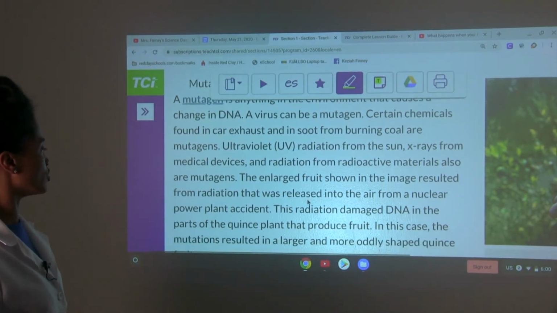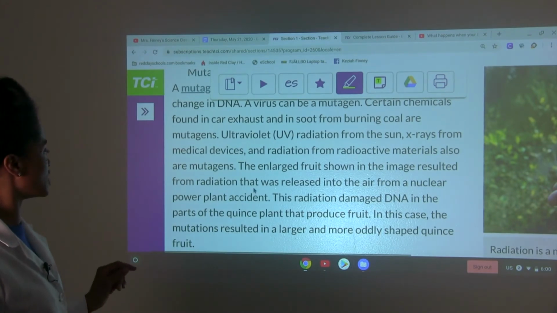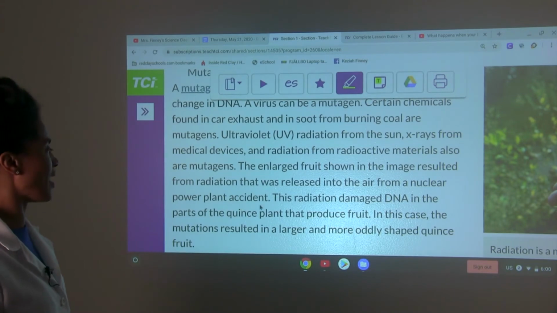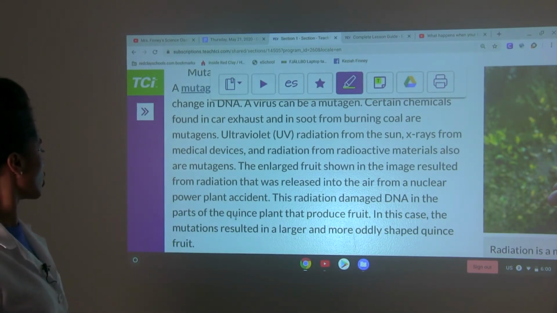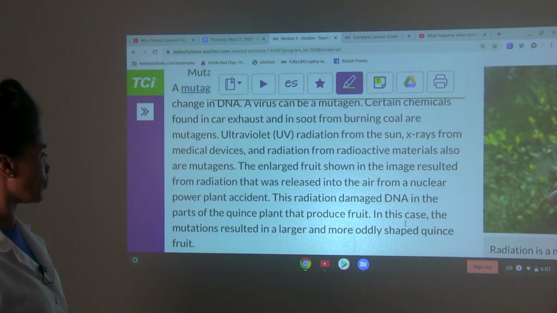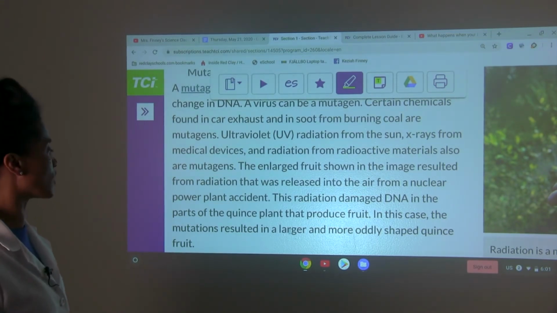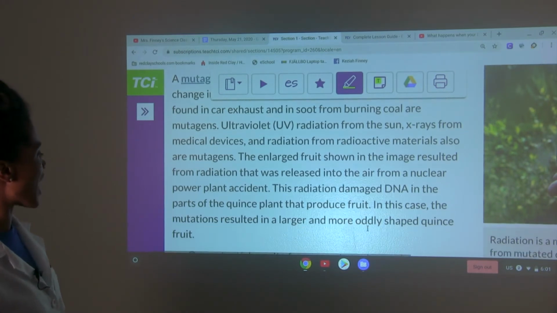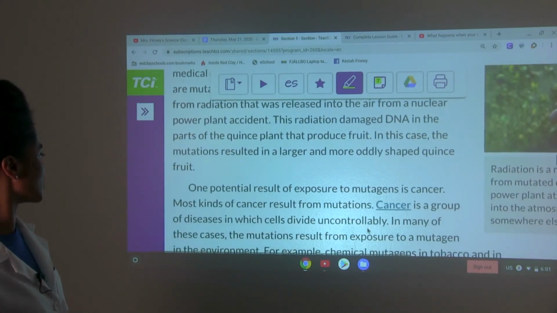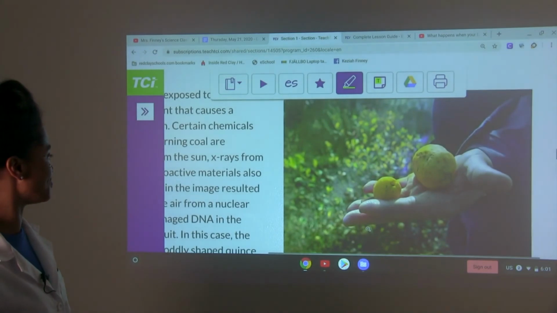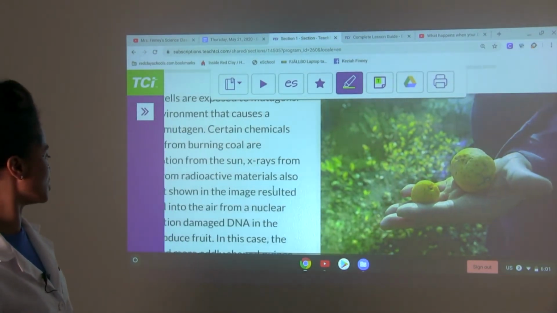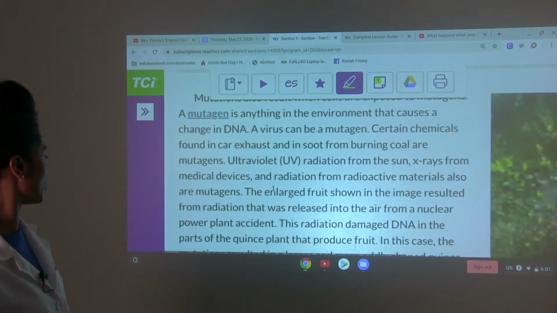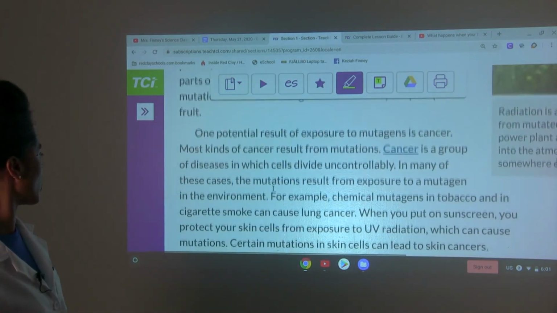The enlarged fruit shown in the image resulted from radiation that was released into the air from a nuclear power plant accident. This radiation damaged DNA in the parts of the quince plant that produce fruit. In this case, the mutations resulted in a larger and more oddly shaped quince fruit. Check this out. See? So this is an example of mutation as well.